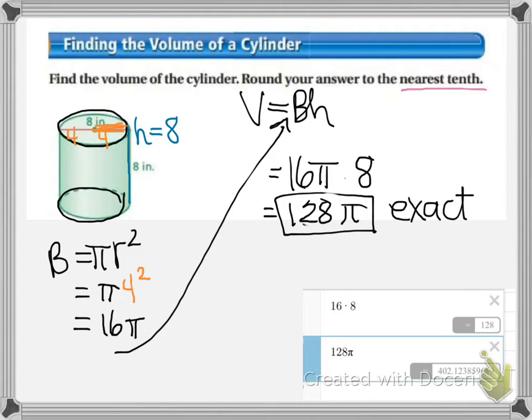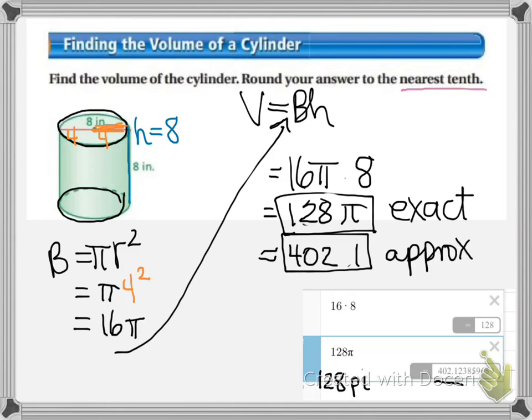128 pi. And then I said, okay, give me a decimal again. For that pi, I typed in 128, and then I typed in pi, and it gave me this. Now the nearest tenth would be 402.1, and then after the 1 is a 2. So that's going to stay 402.1 because that 2 is not powerful enough. And this really should be squiggly equals because it is not equal. It's an approximation. It means I cut off some of the decimals.